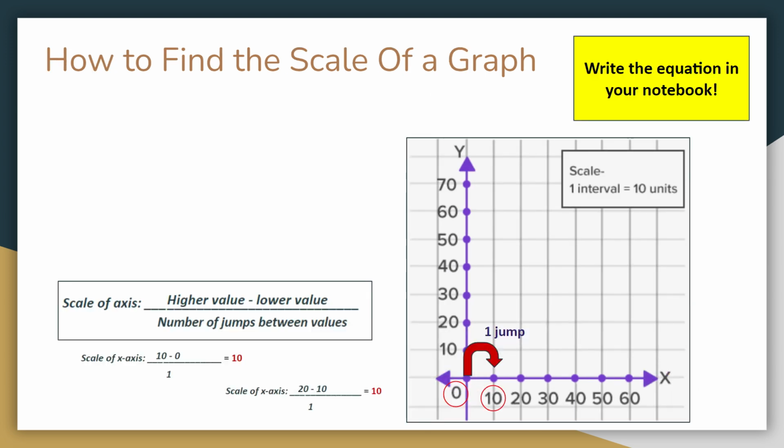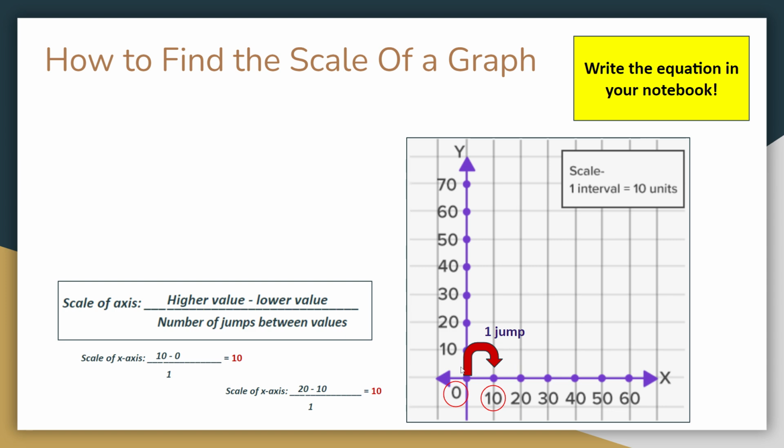So, how do I find the scale on a graph? Please write this equation down in your notebook before you continue. To find the scale on a graph, you need to do this for each axis: write down the higher value on the axis minus the lower value on the axis divided by the number of jumps between those values. What do I mean by that?